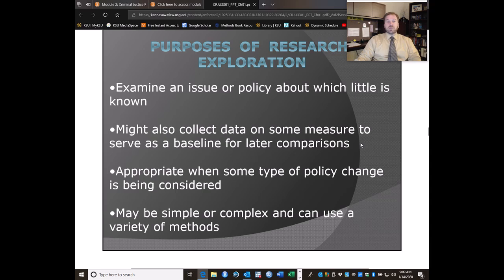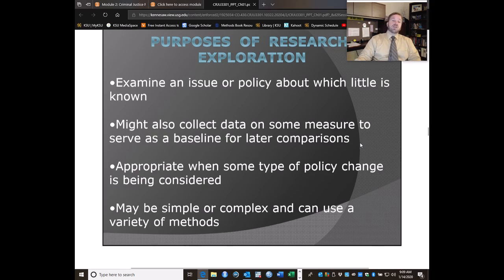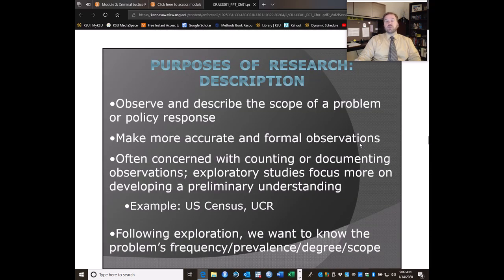So the purposes of research might be to examine an issue or policy, might also be to collect data to measure some other things. There's a bunch of different reasons why you might do this. You might want to observe or describe the scope of a problem. I've done some stuff on drunk driving. Drunk driving is a pretty big problem in the United States, right? So we want to do research to figure out exactly why people are drinking and driving and things like that.